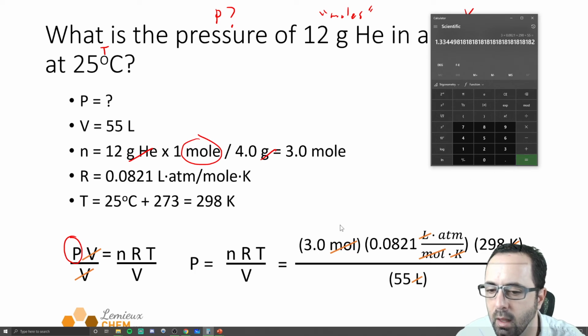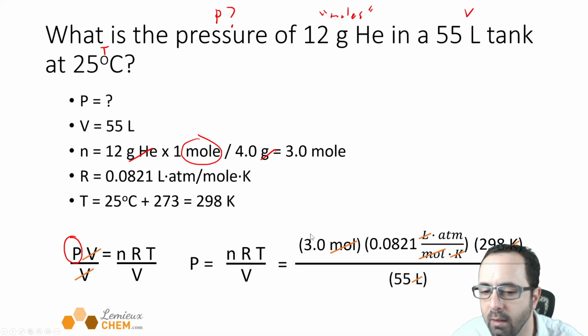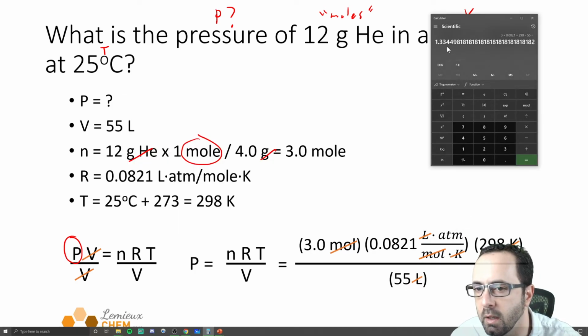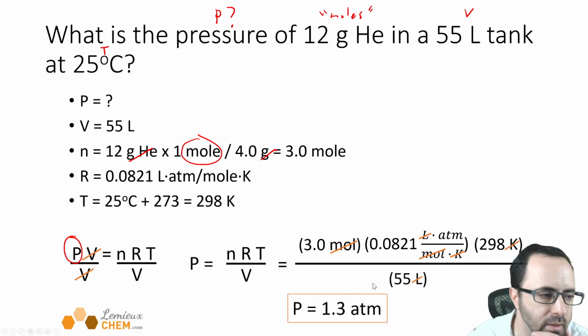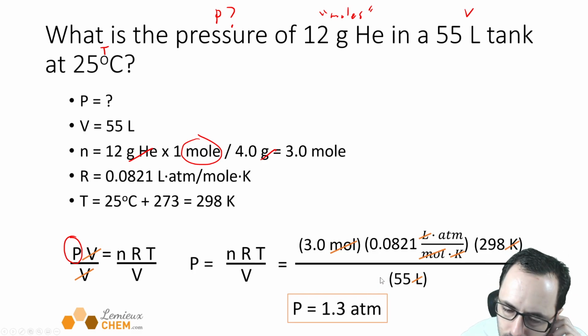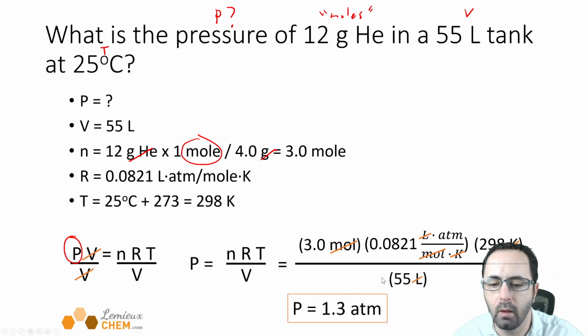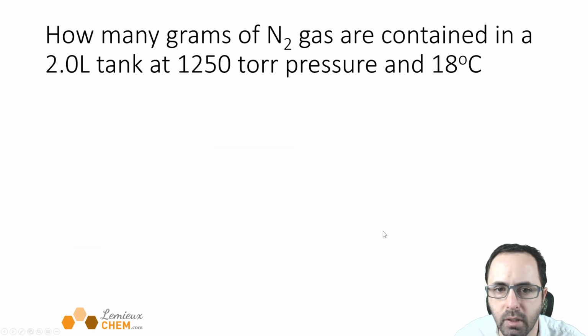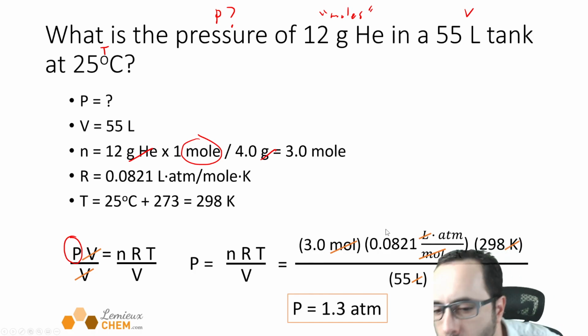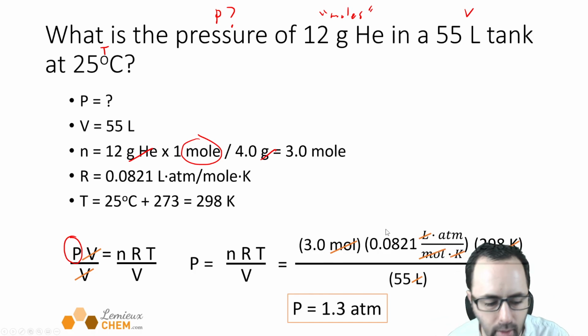And so again, looking at sig figs, the 3 has 2 sig figs, the 55 has 2 sig figs. Our result needs to be 2 sig figs. 1.3, we round down since there's a 3, 1.3 atmospheres. So 1.3 atmospheres is our answer. All right. And so that's how we do these gas law problems here. Now let's do one more ideal gas law problem.